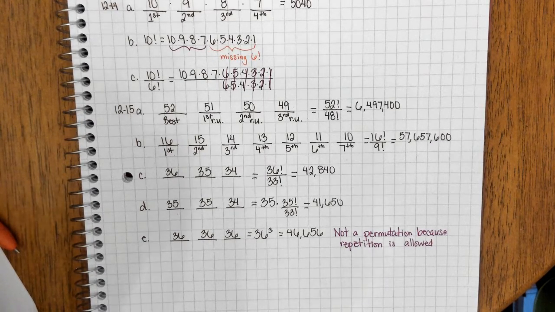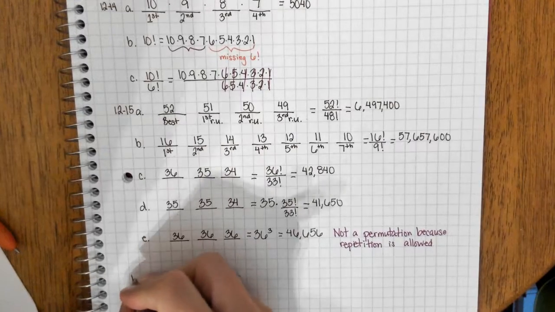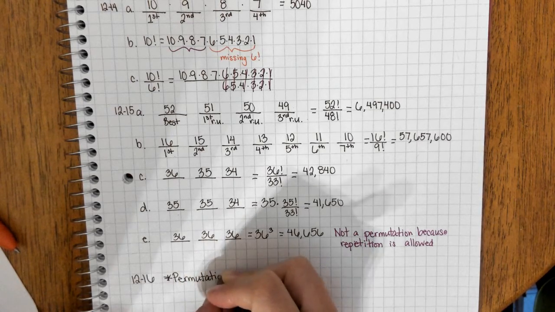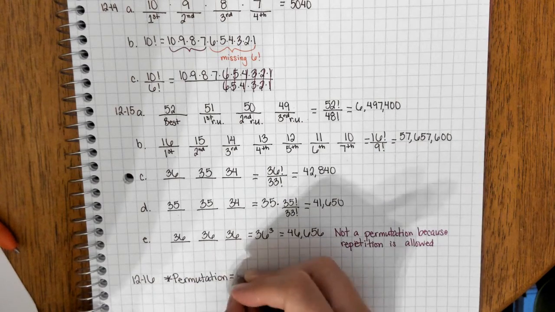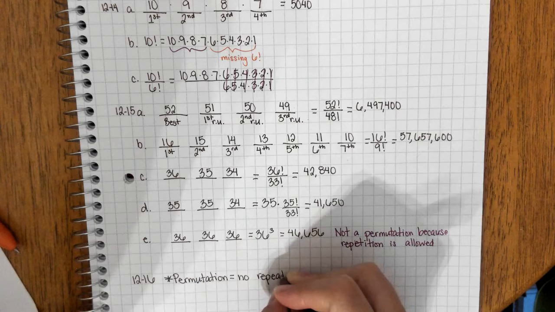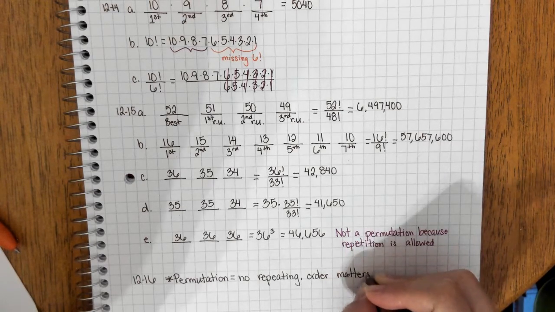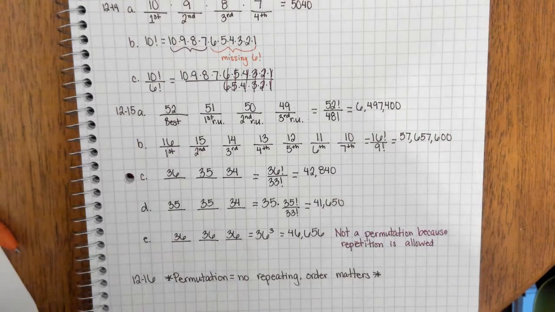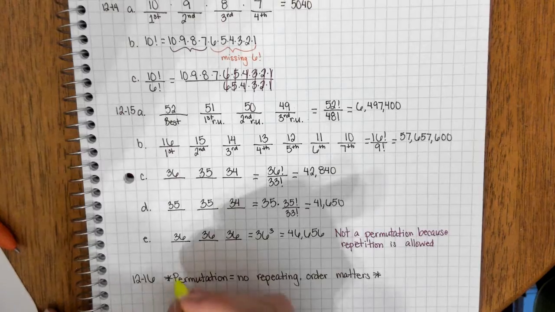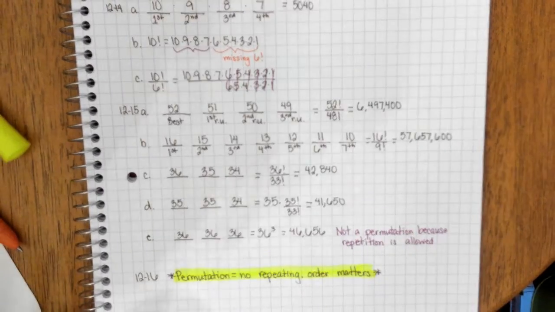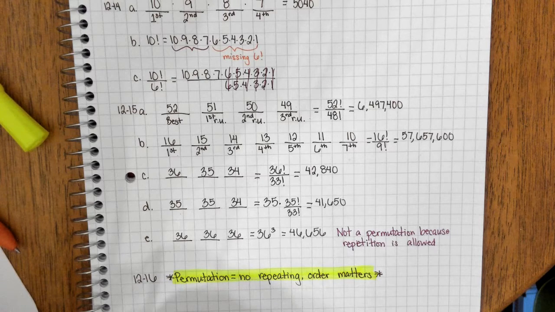So for problem 16, it says a permutation is an arrangement of items in which the order matters and items cannot be selected more than once. So a permutation is no repeating and order matters. What we mean by that is, it matters if you get first place, second place, or third place. So that's a permutation.